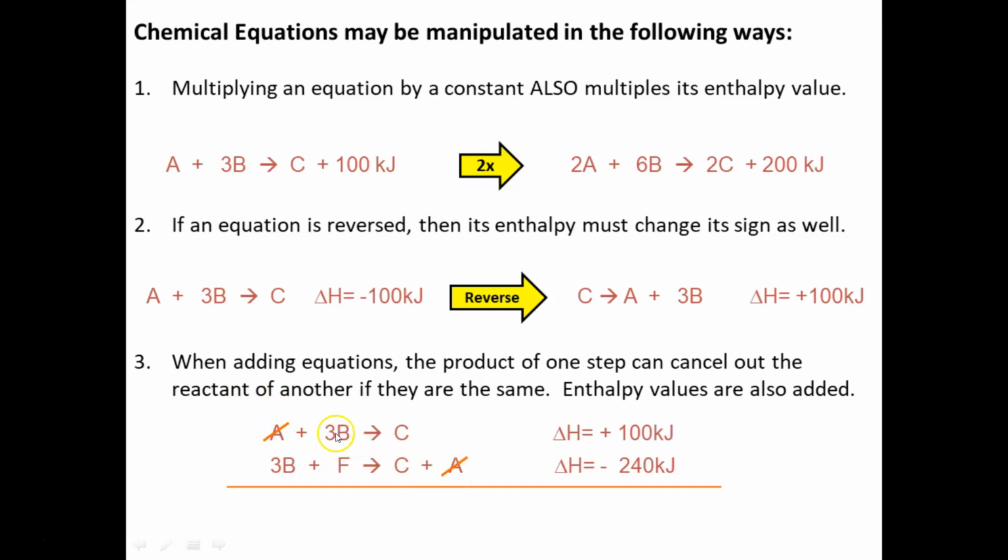You'll notice that 3B is a reactant in this reaction, but it's also a reactant in this reaction. So altogether I needed 6 B's for this reaction to occur. In the process you create a C here, but you also produce a C over here, so altogether you produce 2 C's. And then at that point we can just add up the enthalpy values to get a net enthalpy change of negative 140 kilojoules. So you can cancel out compounds that appear on both sides, and you can consolidate and add up compounds that appear on the same side.